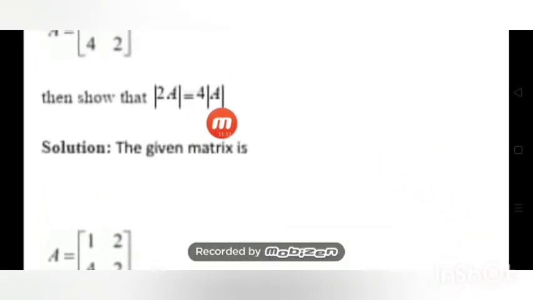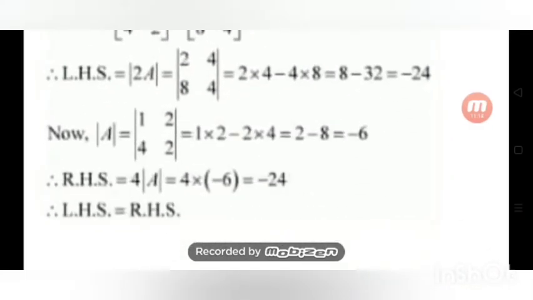Now on the right side we have 4 into determinant of A. So for the determinant of A value, first we find 1, 2, 4, 2. So 1 into 2 minus 4 into 2. So 2 minus 8 is minus 6. So for the right hand side we have 4 into determinant of A, that is 4 into minus 6, that is minus 24. And we have seen here that the left hand side and right hand side, both the values are the same.